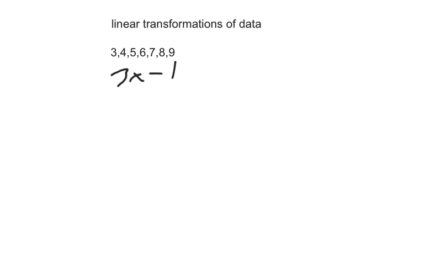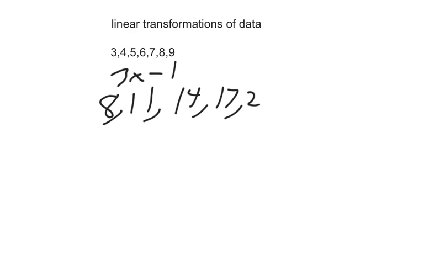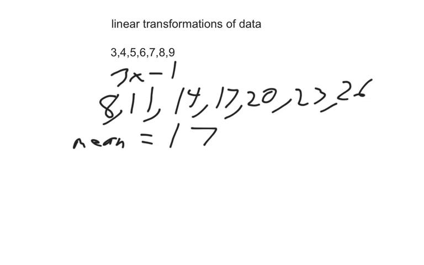So let's try another one where we have 3x minus 1. So 3 times 3 minus 1 is 8. 3 times 4 minus 1 is 11. 14, 17, 20, 23, and 26. So the mean turns out to be 17, and the median turns out to be 17, which makes sense because that's 3 times x minus 1. That's 3 times the centers minus 1, and the centers get affected both by the multiplication and the subtraction.